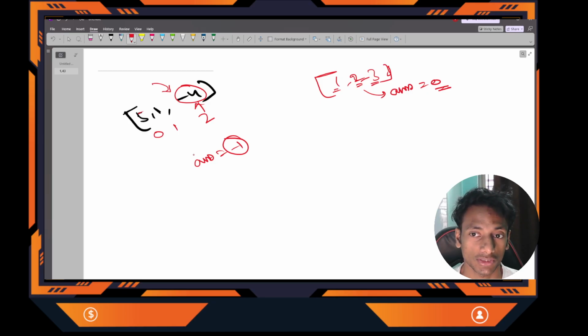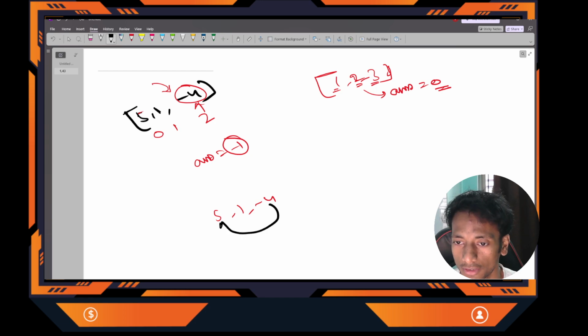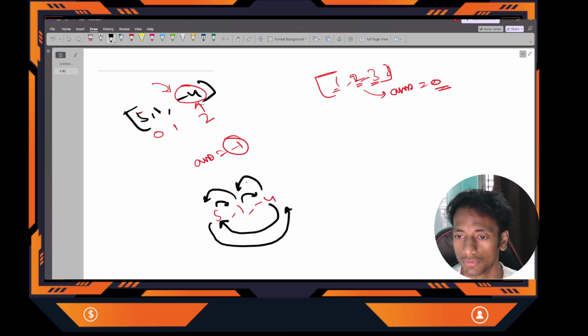They also mention this is a circular array. So what they are trying to say is that for 5, 1, minus 4, this -4 will be connected to 5 again, and 5 will be connected to 1, and 1 will be connected to -4. The reverse is also possible: 5 will be connected to -4, 1 will be connected to 5, and -4 will be connected to 1.